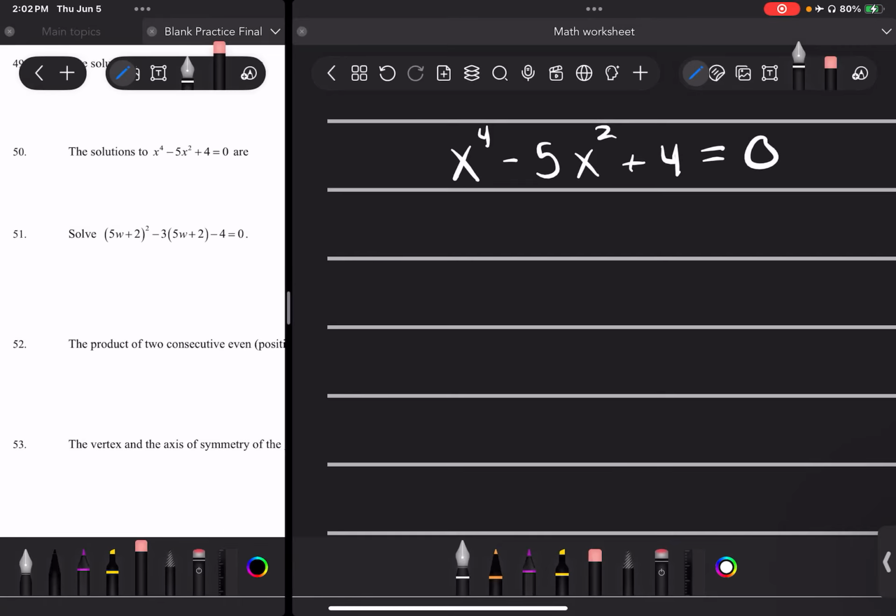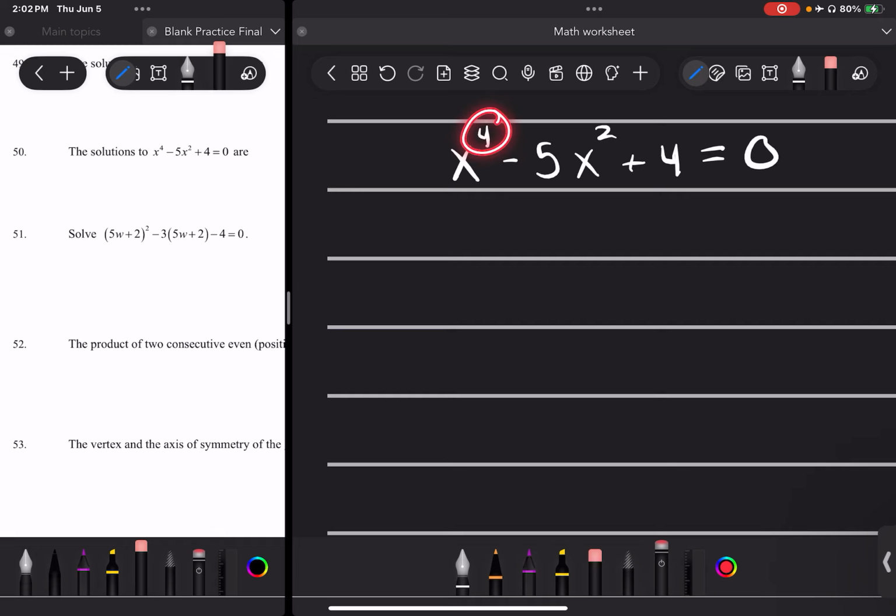This is question 50 for the practice final. This particular question is not a standard trinomial. It is because we have this to the fourth power, which means we're going to have up to 4 answers. Trinomials, we typically find 2 answers if it's in proper form. So we need to make this look in proper form.